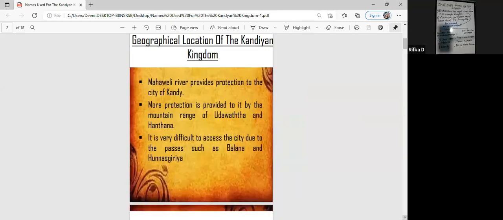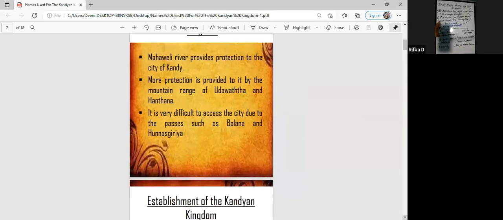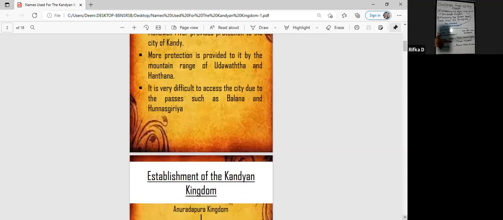After that, we learned about the unique geographical location of the Kandyan kingdom. This geographical location is very important because many other nations, like the Portuguese, the Dutch, even the British, were unable to capture this Kandyan kingdom easily. The main reason was the geographical location of the Kandyan kingdom.